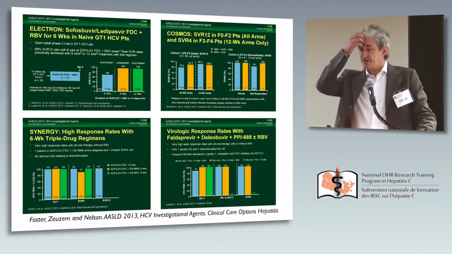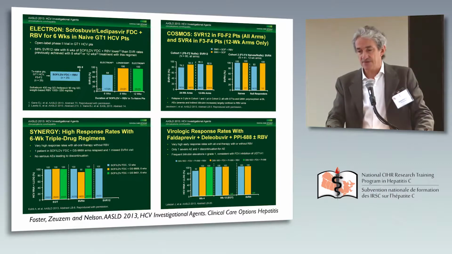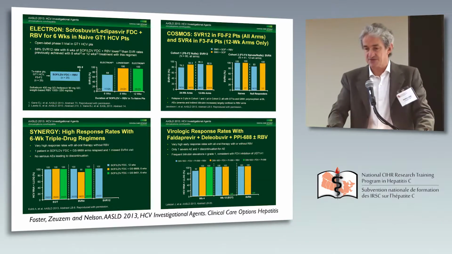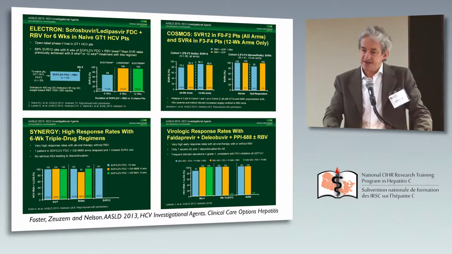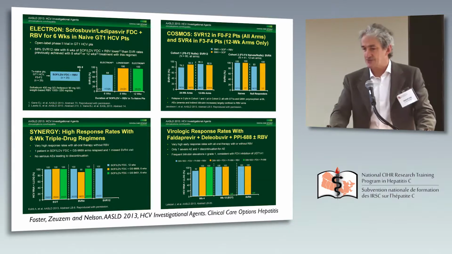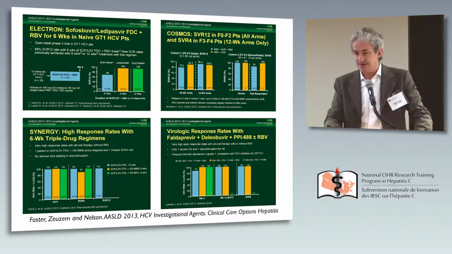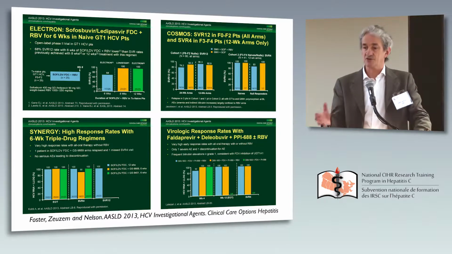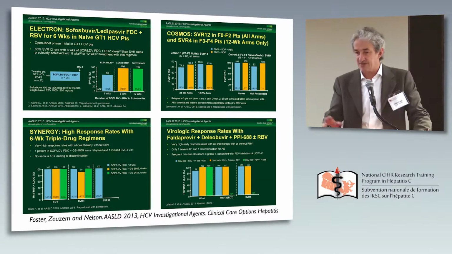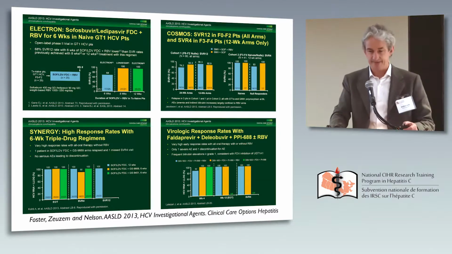Then I have taken a slide from the Clinical Care Options hepatitis slide set that was curated by Forster, Zeuzem, and Nelson, and covered the AASLD 2013 talks in regard to interferon-free therapies. I don't expect you to go into all these details, but you see here the numbers. They are approaching 100%, and we heard that also this morning. And I think it's pretty clear that if you have 100% response, IL-28B genotype doesn't matter anymore. I mean, you cannot have more than 100% response.